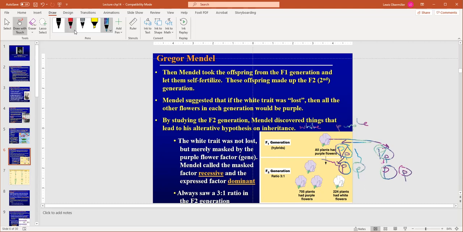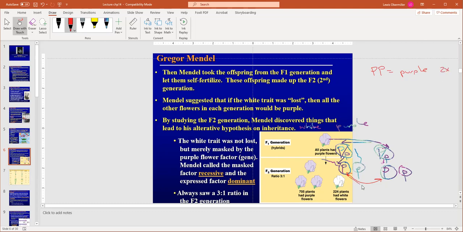Now, we have the same scenario. Any sperm can fertilize any egg. So this sperm could fertilize this egg, and what will we end up with? Purple. And the genes would be big P, big P. That means that both of the chromosomes make purple. So we get two doses of purple, right?